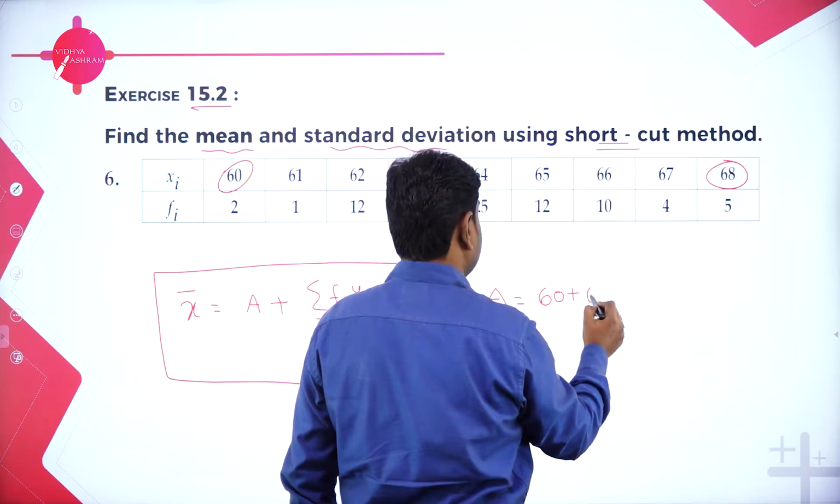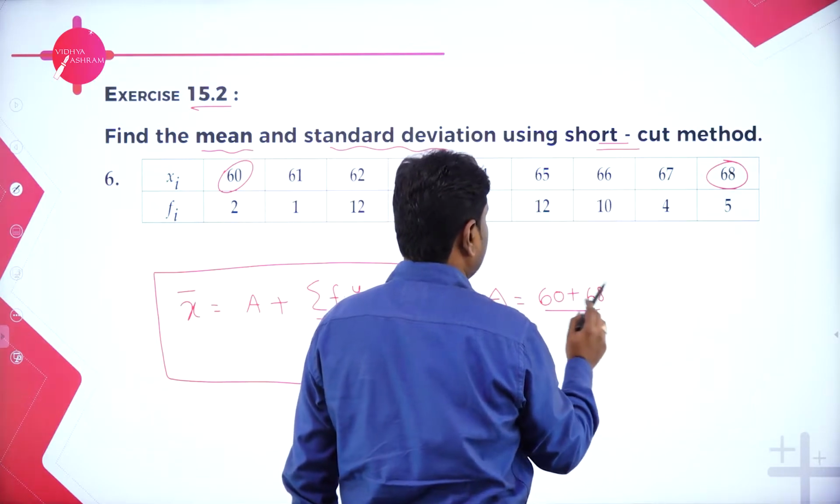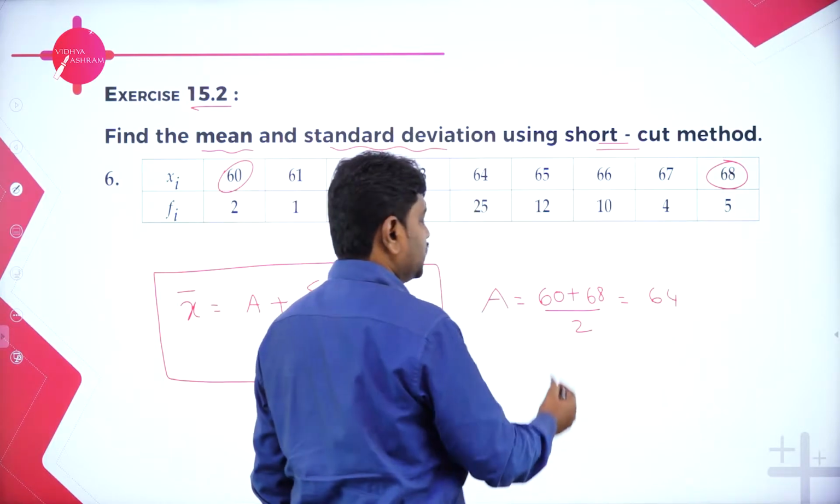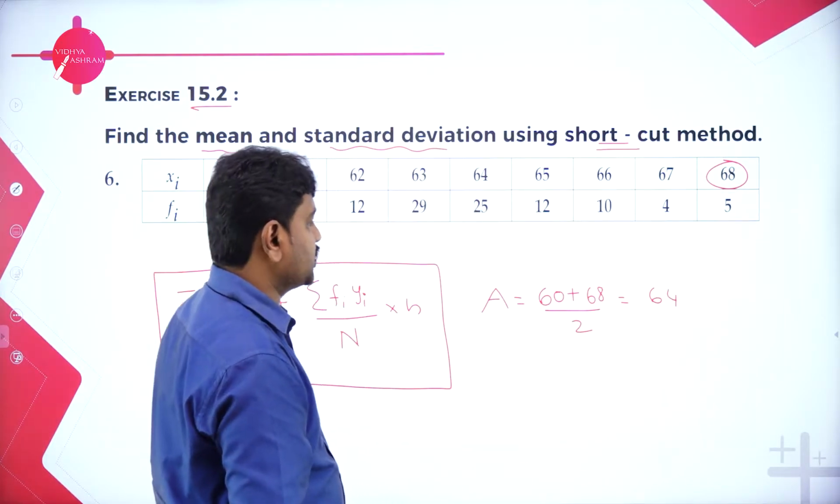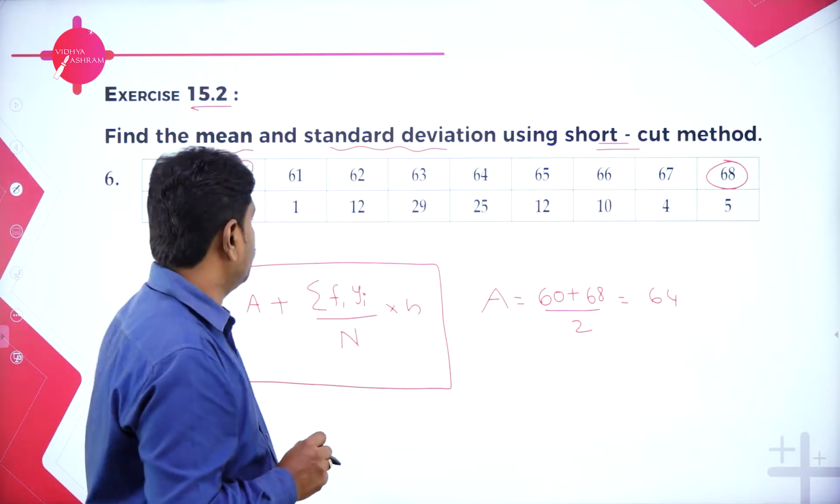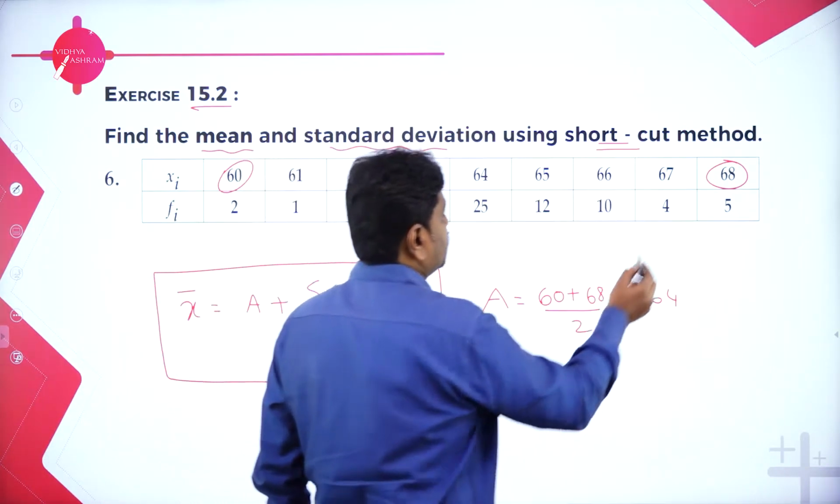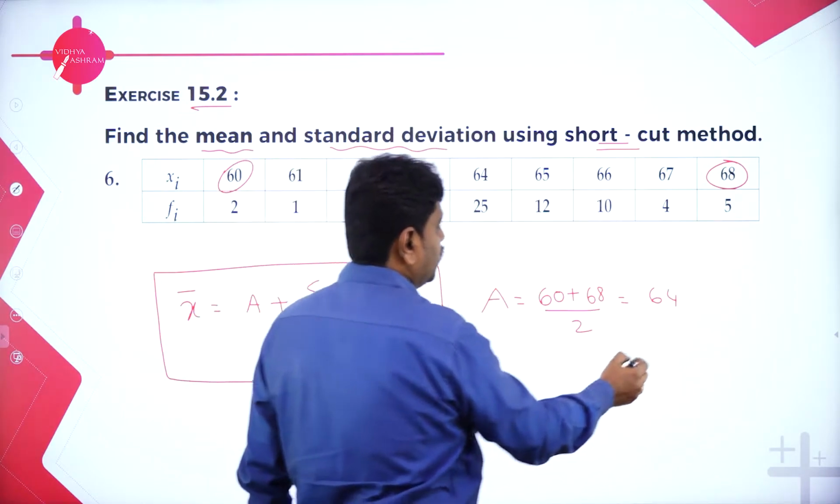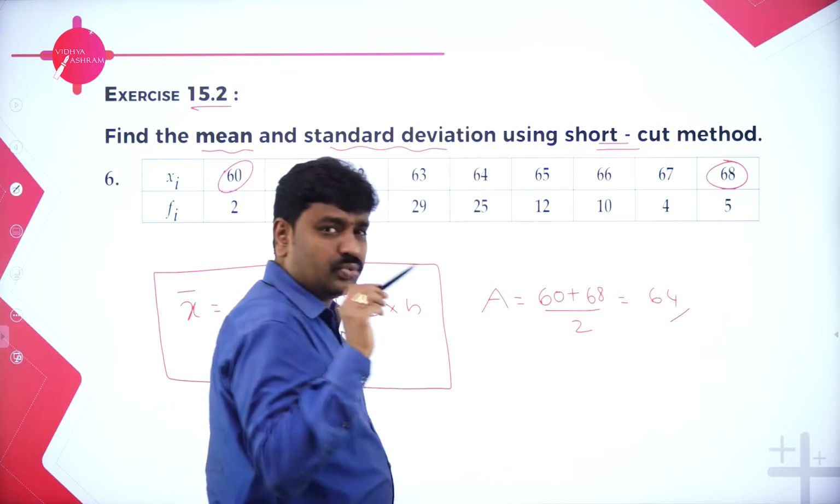60 plus 68 by 2. Two values I have taken. So that will become 64 exactly, the mid value. That is 128 by 2. That will become 64. So first your task is to get the assumed mean. So how to get the assumed mean? First value of the observation plus last value of the observation, take the average. First plus last by 2. If you do, you'll get the assumed mean. Now you got the assumed mean.